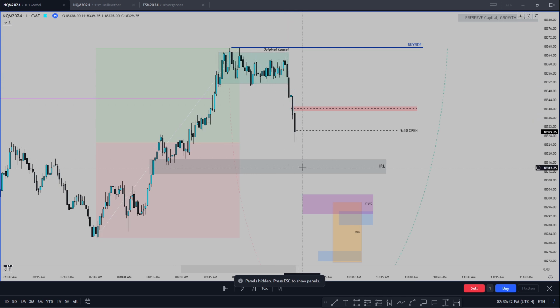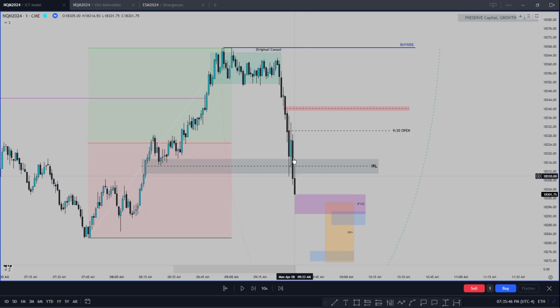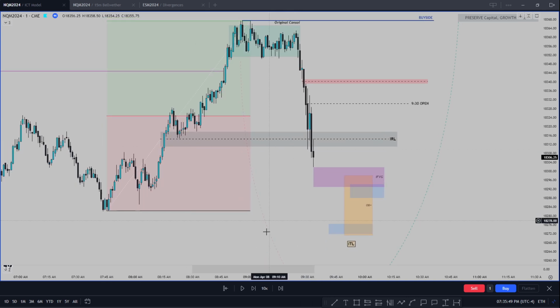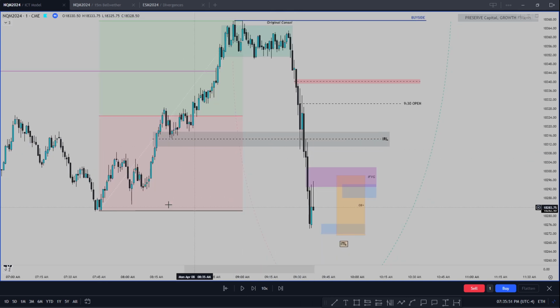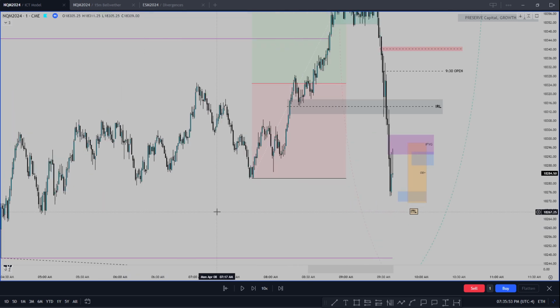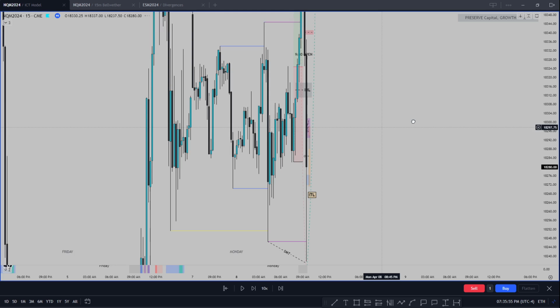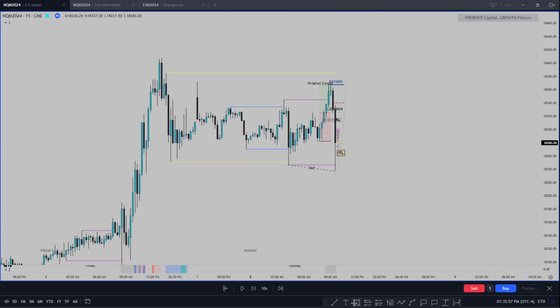So as we reach down into this IRL within the first 15 minutes, what are we then looking at that as? Well, as a Judas swing, we need to see SMT. So as we reach further down, we obviously take out that sell side, but more importantly, we dig into a 15-minute fair value gap over here.